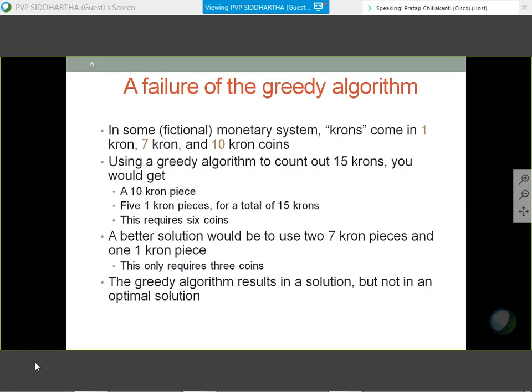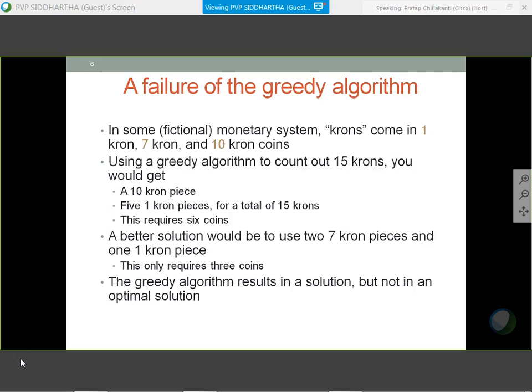Okay. See, here is a counter case. Remember how when we are proving, we can always prove certain things don't work by giving one example to show that it won't work. Okay. So here is an example where he talks about crowns. I think it's Danish currency, right? 1 krone, 7 krone, 10 krone coins. Okay. So we want to use a greedy algorithm to count 15 krones.